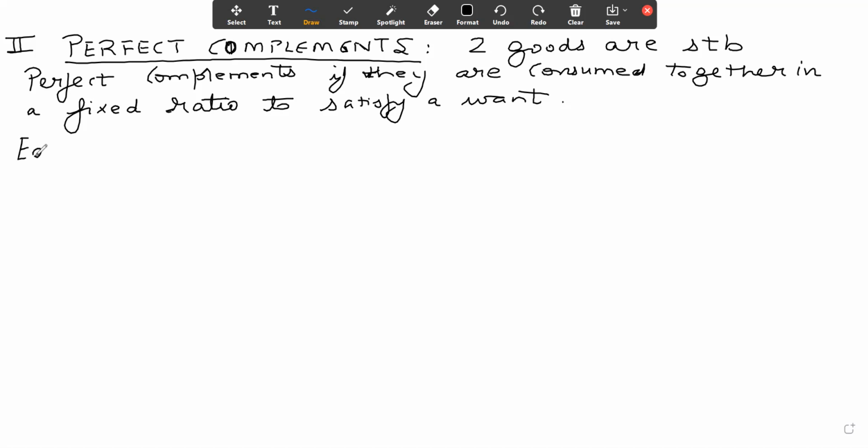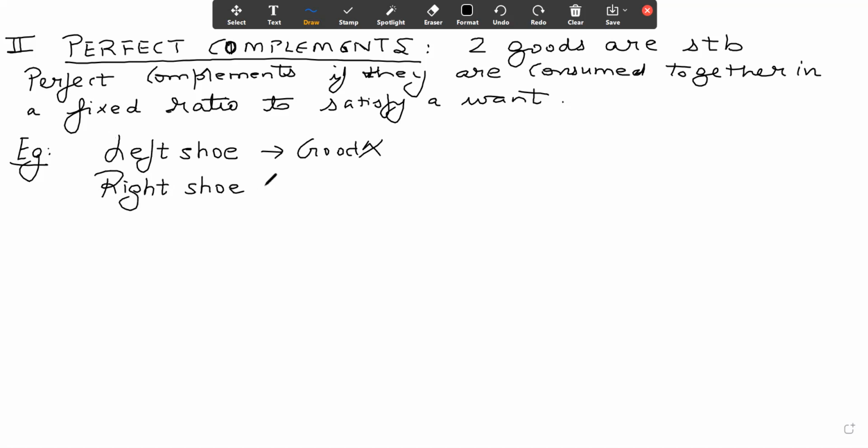Let's take an example, guys. For example, suppose I have two goods, left shoe. Suppose this is my good X, and right shoe. Now this is a classic example of perfect complements. More examples: tea and sugar, car and petrol, pen and ink. These are all examples of perfect complements. But a classic example is the left shoe and right shoe. Obviously, when you buy shoes, you buy them in the ratio 1:1. For every one left shoe, you always buy one right shoe. You always buy shoes in pairs.